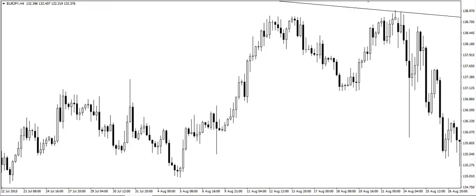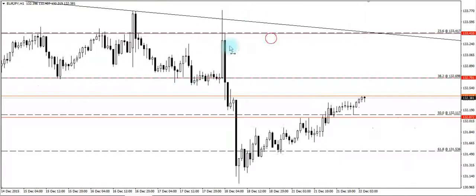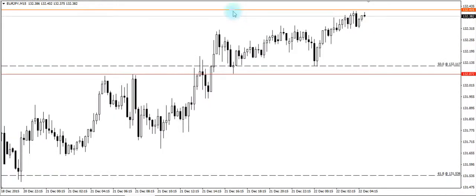So from here onwards, what you might want to do is to wait for the price to retrace in the smaller time frame, the 1-hour chart or the 15-minute chart, and go for a buy.